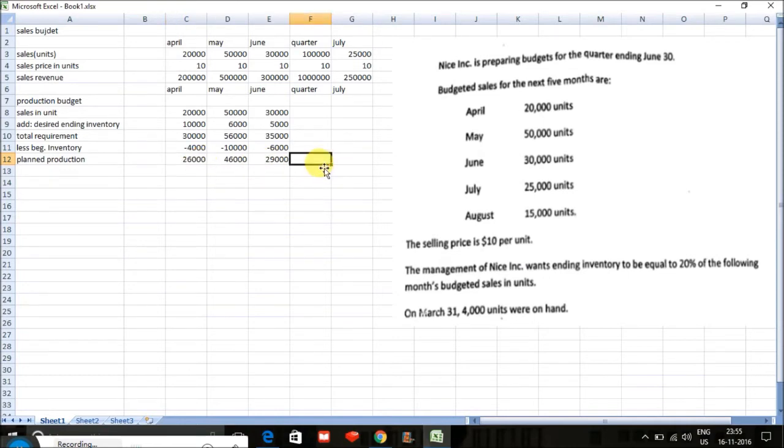These three final numbers are added to get the quarterly production numbers. Let me add this.